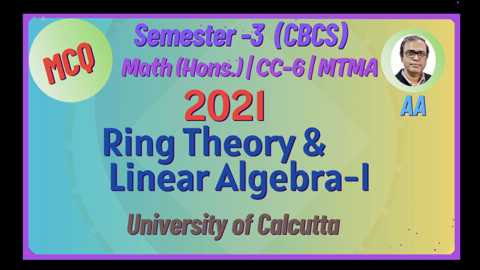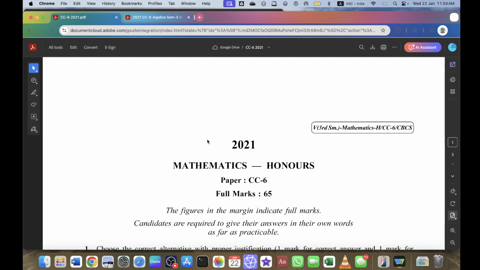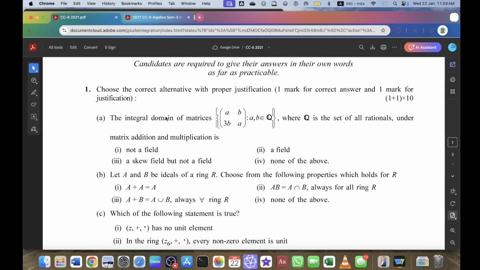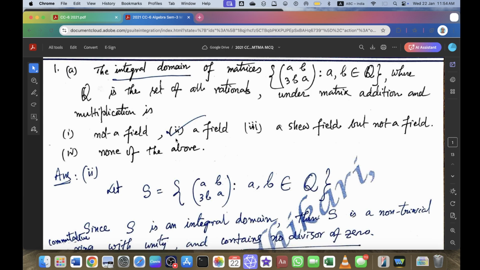Now we discuss the multiple choice question paper CC-6, semester 3, CBCS, mathematics honors, ring theory and linear algebra 1. Paper CC-6, question number 1a. The integral domain of matrices [[a, 3b], [b, a]], where a, b belong to Q, the set of all rational numbers, under matrix addition and multiplication is: correct option is 2, is a field.